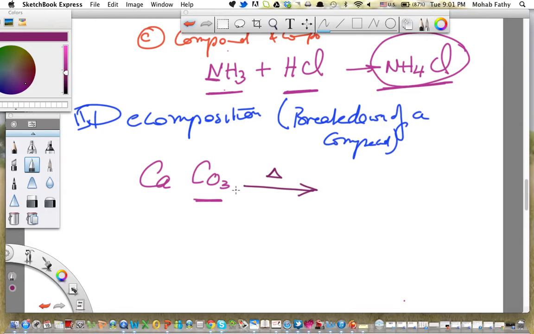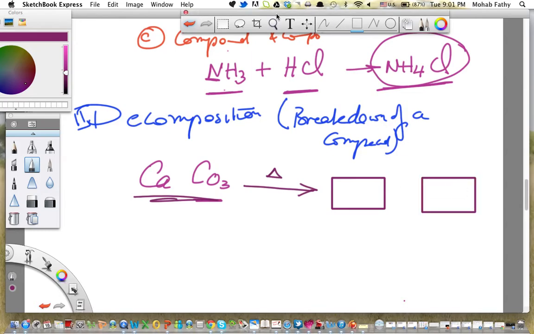Can you predict the two resulting compounds? When you break down this compound, what do you think the resulting compounds will be? Ca plus CO2? It's good thinking, but there is nothing called CO3. There is no compound called CO3, but I think you have heard of carbon dioxide. So carbon dioxide will result from the decomposition reaction.